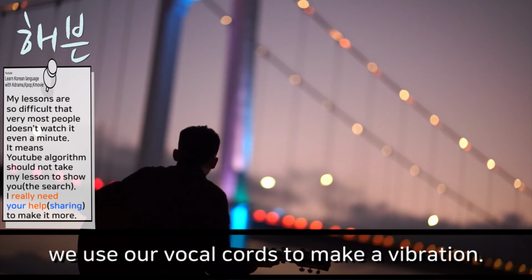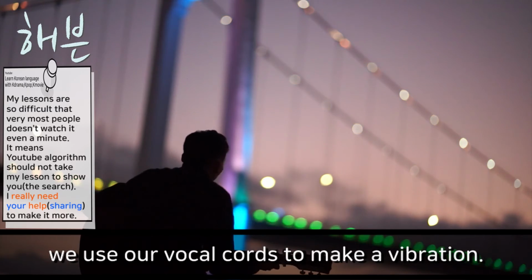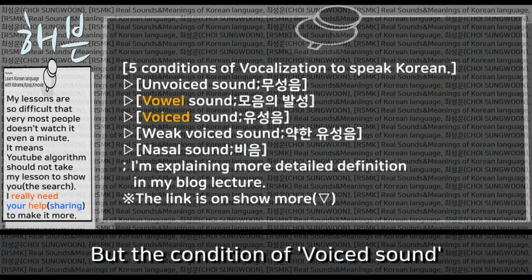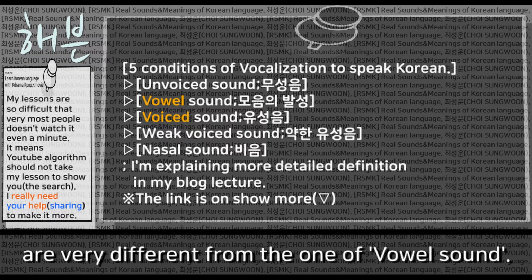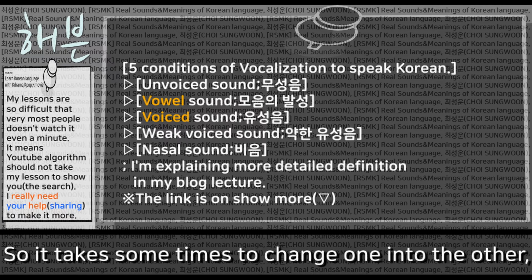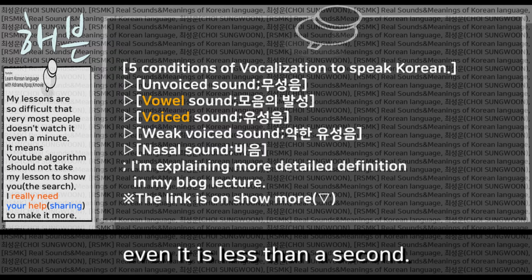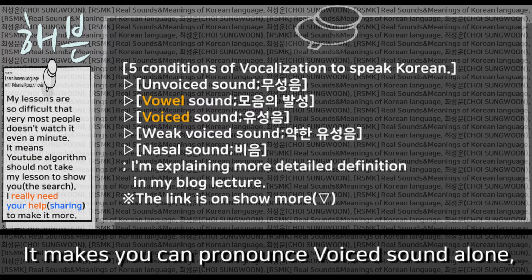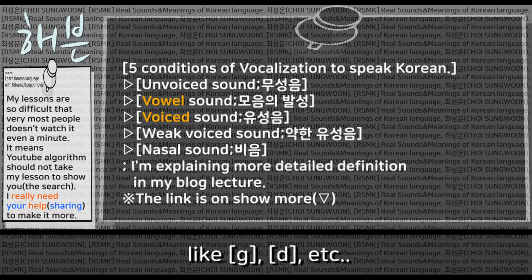As I told you, we use our vocal cords to make a vibration. But the condition of voiced sound is very different from that of vowel sound. So it takes some time to change one into the other, even though it's less than a second. In English, you can pronounce voiced sound alone, like g, d.